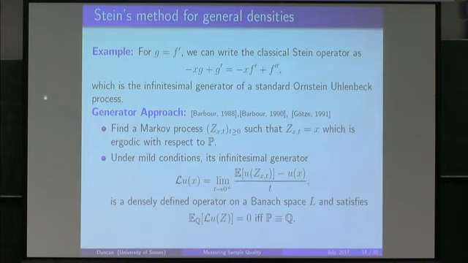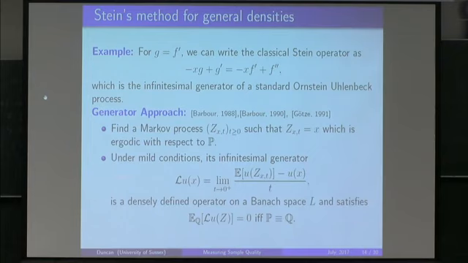It's a standard Ornstein-Uhlenbeck process. And the interesting thing about the standard Ornstein-Uhlenbeck process is that it's ergodic with invariant distribution, which is the standard Gaussian. And so this led to a revelation: if you have a general probability distribution P with sufficiently nice density, then one could produce a Markov process, say Z_t^x, which is ergodic with respect to the target distribution, and its generator should be a good choice as a Stein operator. So, in fact, that's what we do.